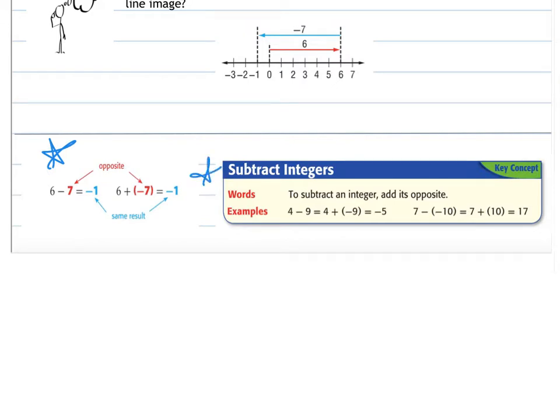So write this part down here, subtracting integers. To subtract an integer, add its opposite. Okay, so an example here, if we have 4 minus 9, we turn the subtraction into an addition, and then we make the 9 a negative, so it's the opposite. And then we know how to add integers because we practiced that in class and we already watched that video. So it equals -5. The next one, 7 minus -10, so change the subtraction to addition, make the -10 the opposite, and then we know how to add from there.